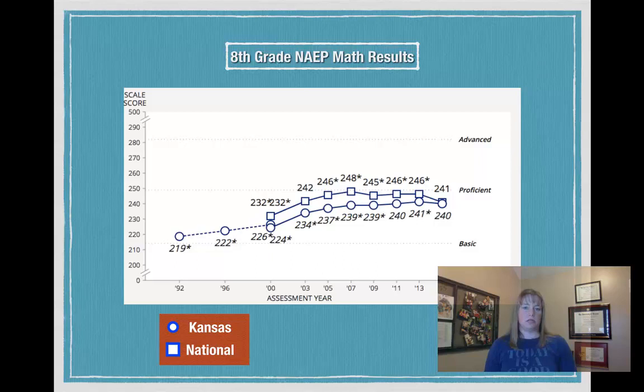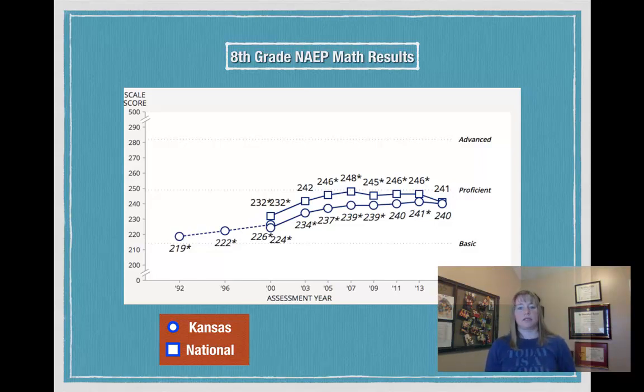And so you'll notice here that nationally, right now, 241 is the average, okay, and 250 is our cutoff for proficiency. So nationally, students in math are not hitting that proficient level. They're not averaging that. In Kansas, we're at 240, so we're really close.